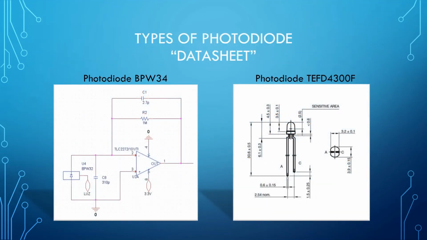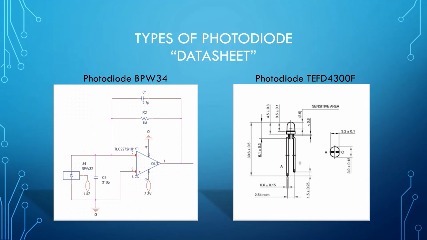Here we have two types of photodiode. Photodiode PPW34, which is the PIN type, has the following characteristics. Its dimensions, LWH, are 5.4 by 4.3 by 3.2. Radiation sensitive area is 7.5 millimeters. It has fast response times and an average sensitive angle. And this is the datasheet, which is presented in the left picture.